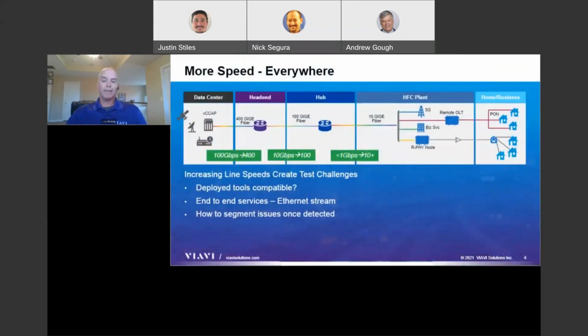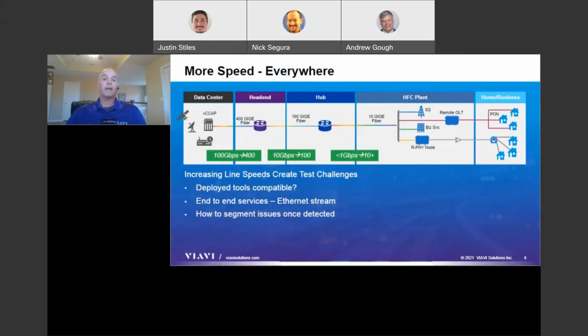More speed, again, this is not about speed for delivering to the end customer, but more about what's happening all across the network to deliver that. So back in the core, 100 gig networks were a big thing a few years ago. Now we're talking 400 or even 800 gig across the core. Metro's going 10 gig up to 100.